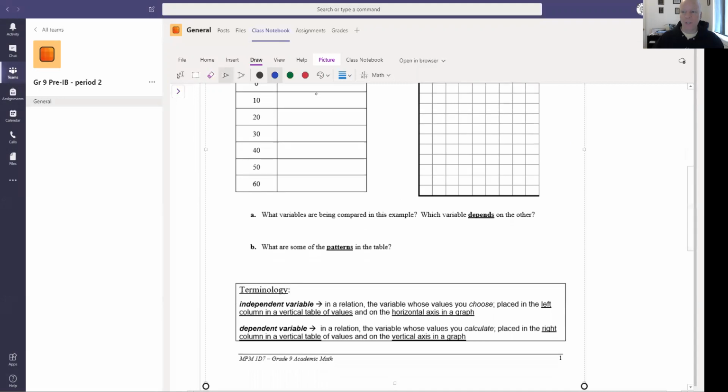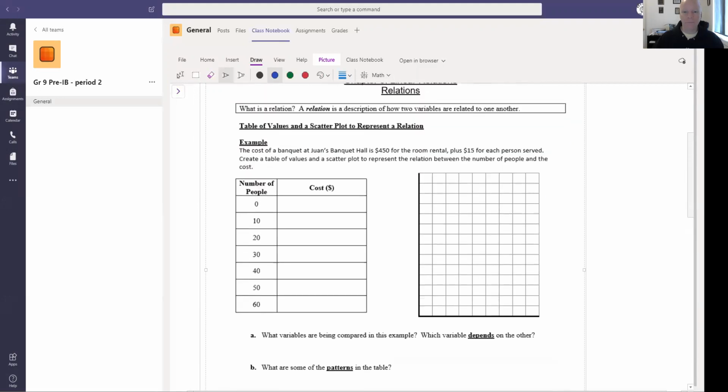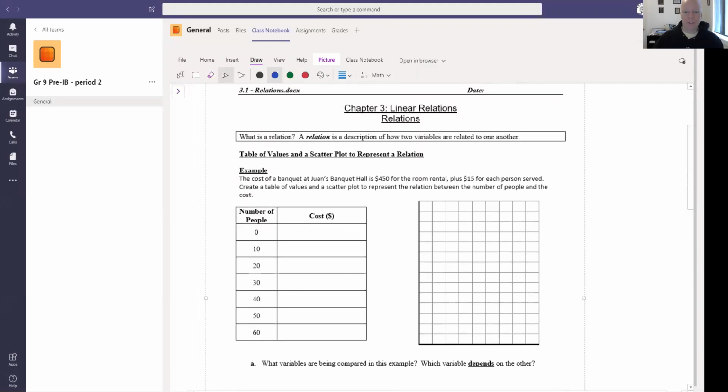Okay, so first of all, we're starting chapter 3, which is all about relations. A relation is a description of how two variables are related to one another. So how does X relate to Y, or how does Y relate to X? There's a few things that we're going to have to deal with as we go through this, but I'll show you some of the important terminology as we go. So we'll start off with the table of values.